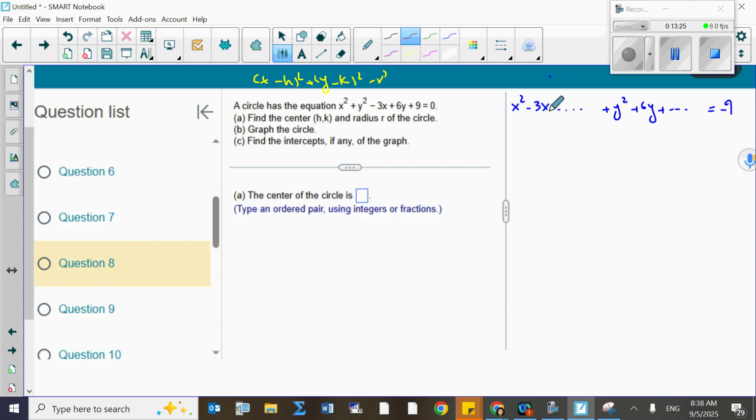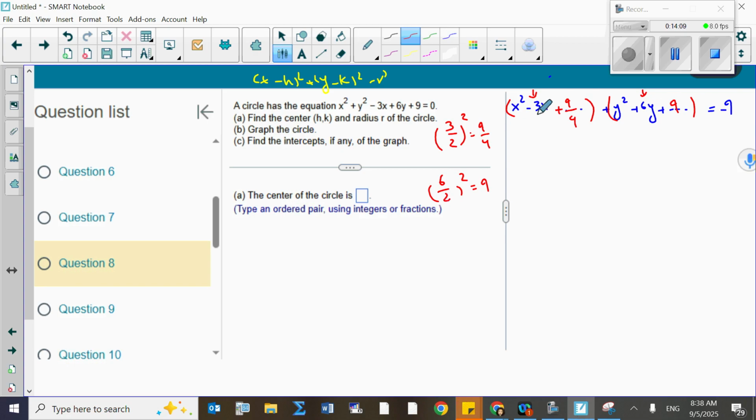Now, next, I want to make a perfect square out of this and out of this, so they look like x minus something squared, or y minus something squared. So what is the number that I need to add here? That is the p-value divided by 2, raised to the power of 2. So it's going to be 9 over 4. So I have to add 9 over 4 here. And same here. The p-value is 6 divided by 2, raised to the power of 2. So 6 divided by 2 is 3. 3 squared is 9. So I'm going to add 9 here.